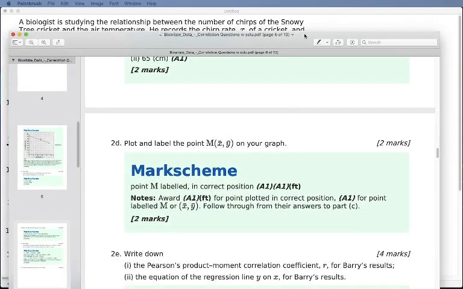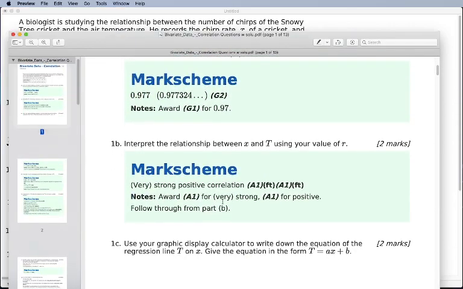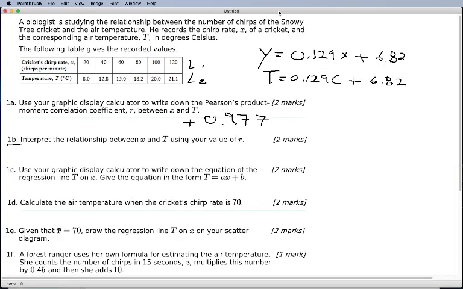If we look at our mark scheme here, very strong or strong positive correlation, and you get your 2 points for this, A1, A1. Those are the keywords they're looking for in this question here, okay?